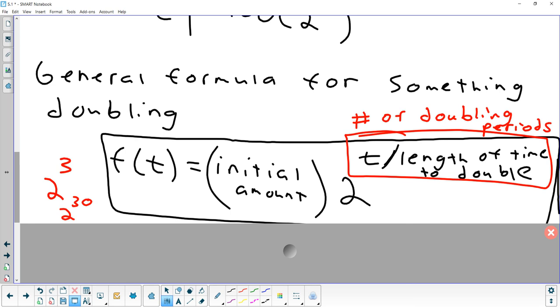What you're saying here is double it 30 times. 2 times 2 times 2 times 2. Well, in 30 days, it doesn't double 30 times. It's not doubling every day. It's only doubling every 10 days. So that's why you have to divide by the length of the time to double.